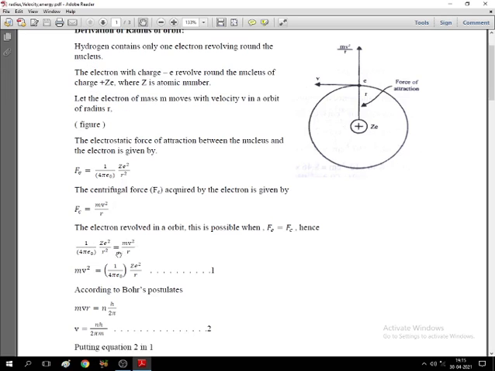Now rearrange it. Now one r gets cancelled and we will get mv square is equal to 1 upon 4 pi epsilon 0 Z e square upon r.